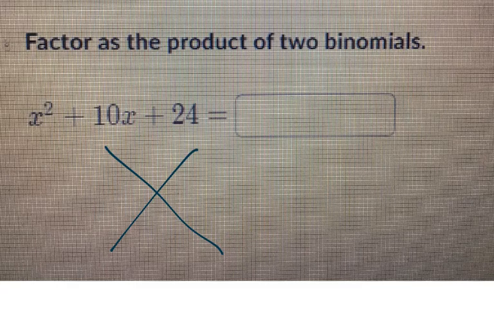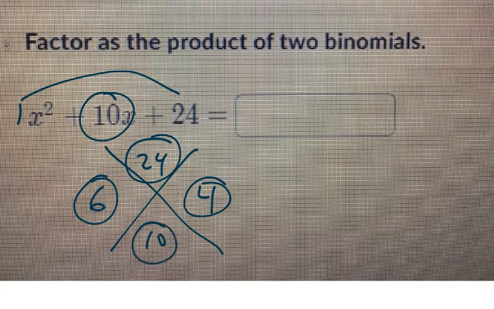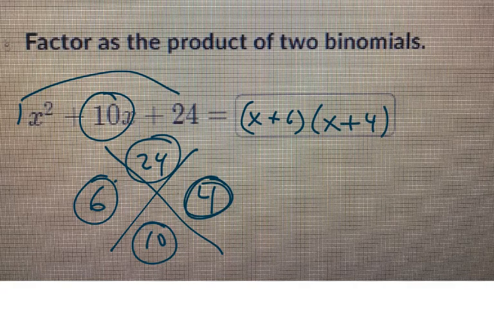But anyways, I know that 1 times 24 is 24. I need a 10 in the middle. 6 times 4, that's 24. 6 plus 4, that's 10. So the 6 tells me x plus 6. The 4 tells me x plus 4. And I have it factored.